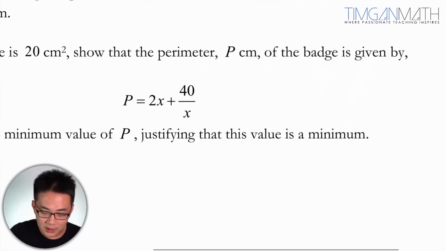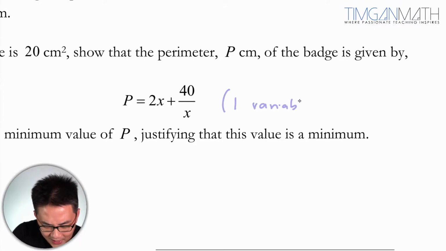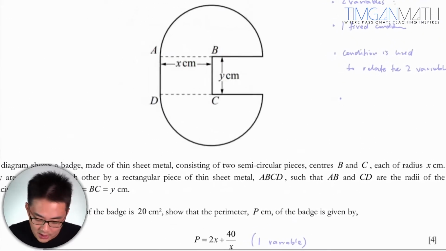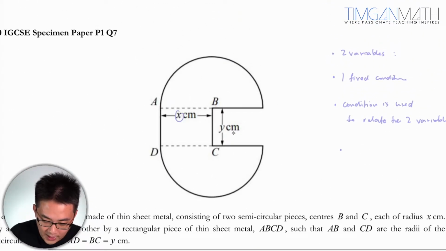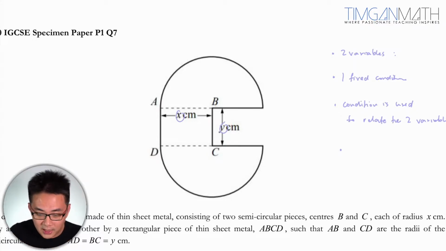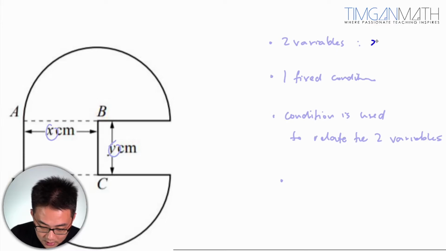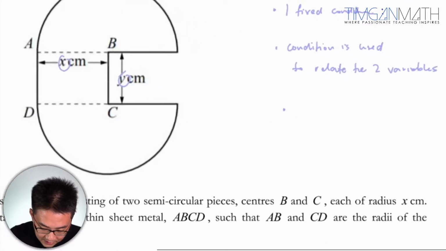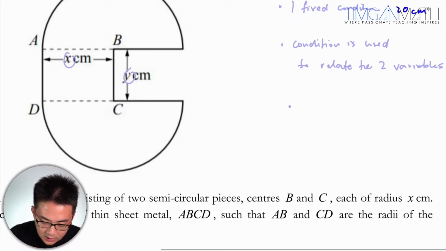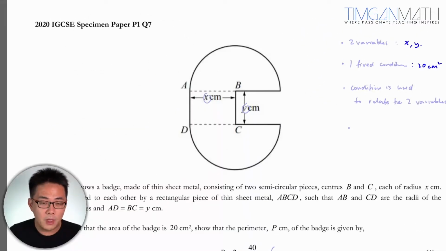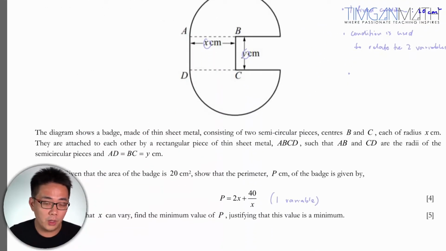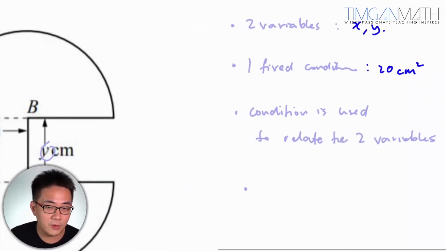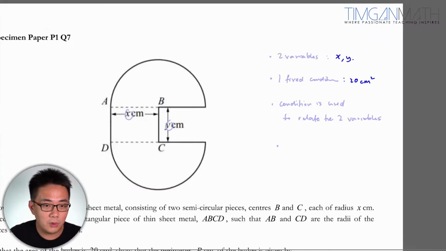If you look at this perimeter here, it is in just one variable, meaning it is only in terms of x. Basically, x and y could be changing, they can be any kind of number. But the limiting factor which dictates how they behave is the area, because you are only given a fixed amount of 20 cm² to play around with. That is the fixed condition, and it is used to relate them. Later we'll talk about that.